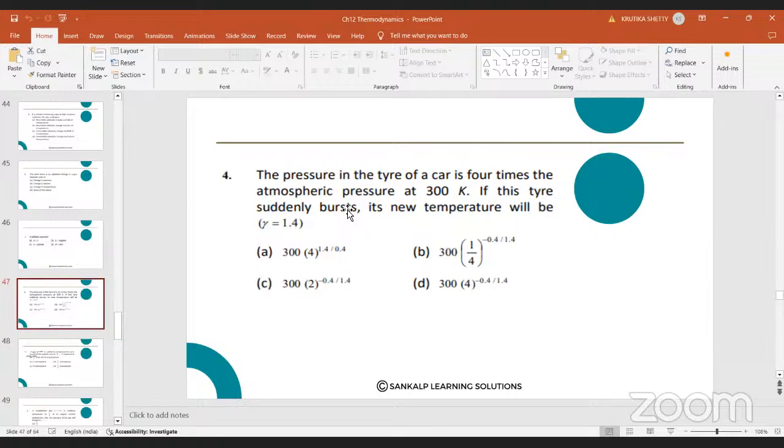The pressure in the tire of a car is 4 times the atmospheric pressure at 300 Kelvin. If this tire suddenly bursts, its new temperature will be? So you need to calculate the temperature using the adiabatic process. The gamma value is given as 1.4. So let us see how to solve this.